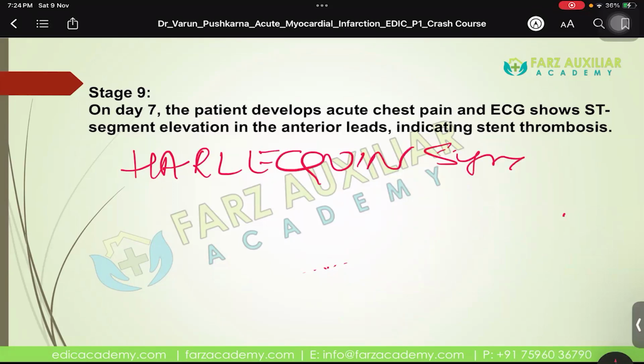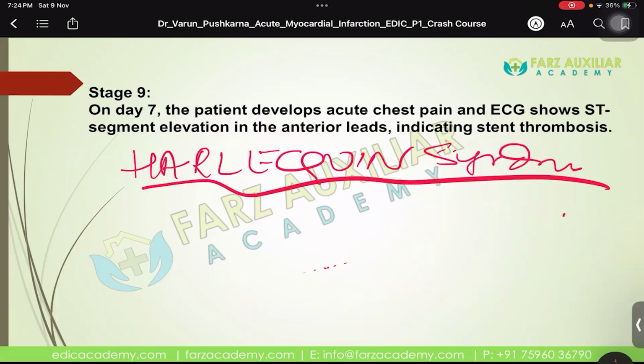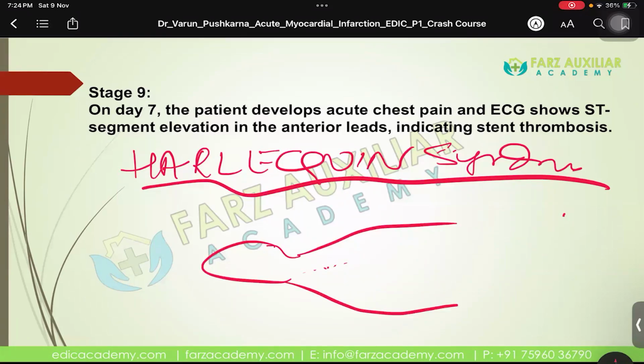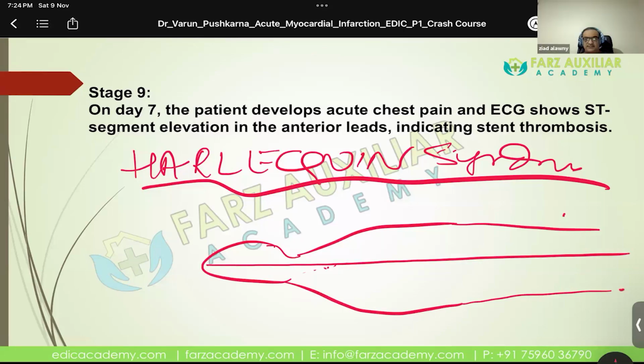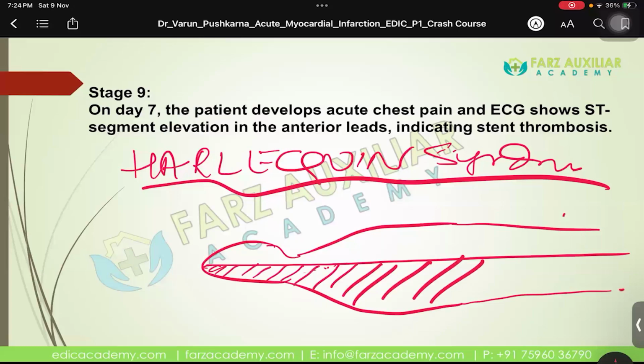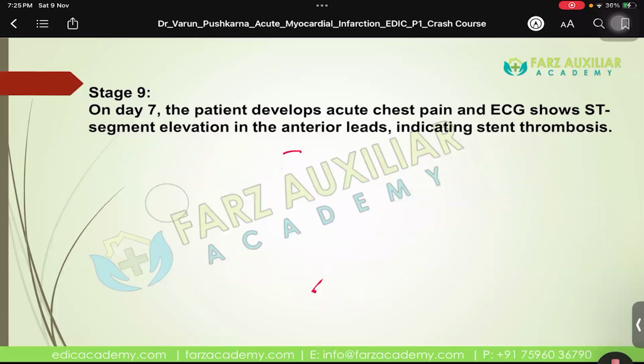Harlequin syndrome, where if we look at the patient like this, 50% of the body will be well perfused and 50% will not be perfused. This is Harlequin syndrome. So these are the complications. Can you again recite them for me?